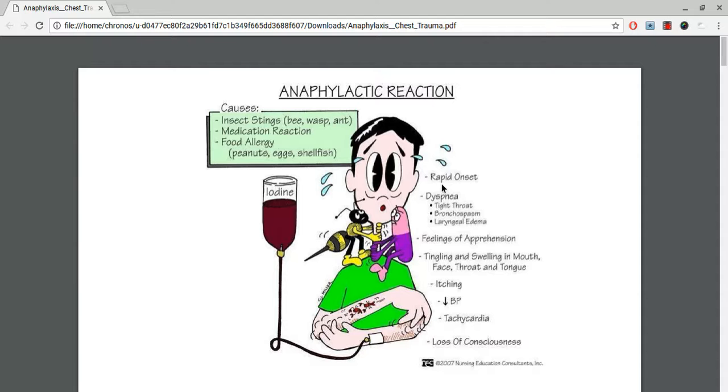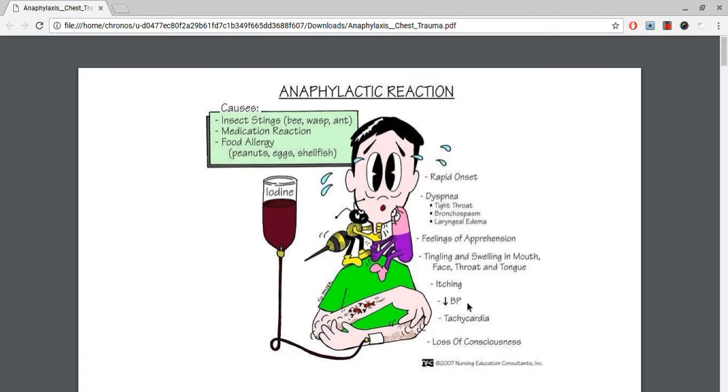Here are the signs and symptoms. It's a rapid onset, dyspnea, tight throat. As you can see here, the bee and the medicine pill are choking the patient. Laryngeal edema and bronchospasms. The patient is going to have feelings of apprehension. They're going to have tingling and swelling in the mouth, face, throat, and tongue. They're going to have itching, a decrease in blood pressure, tachycardia, and loss of consciousness.